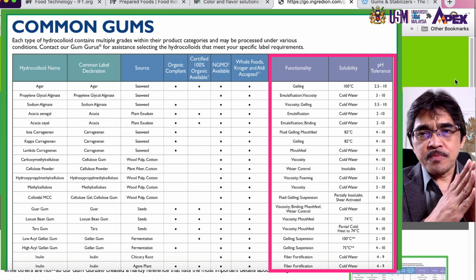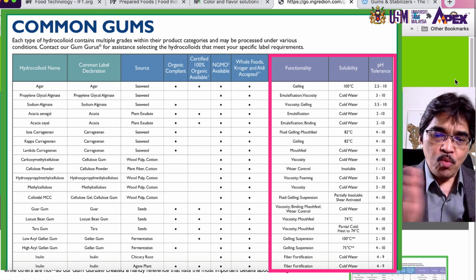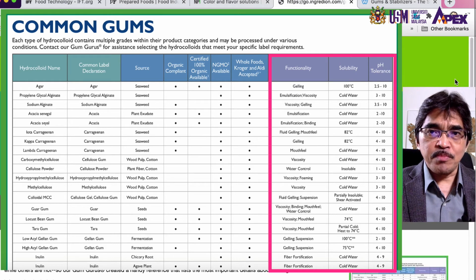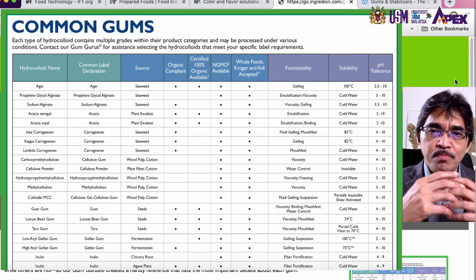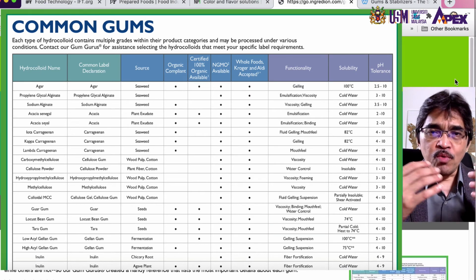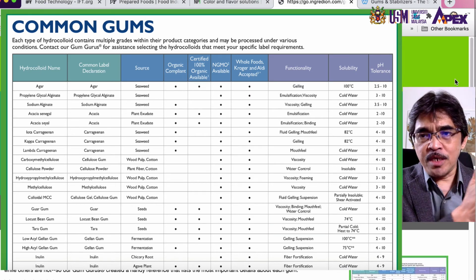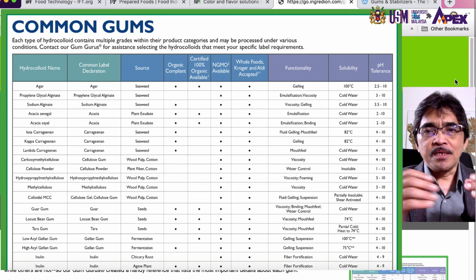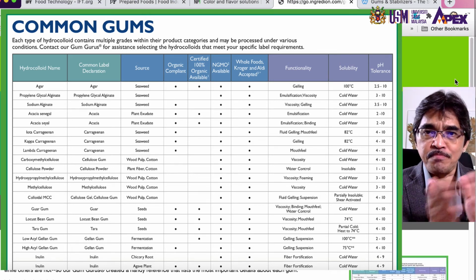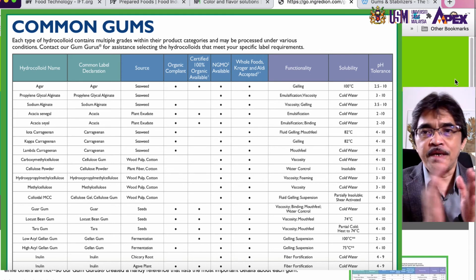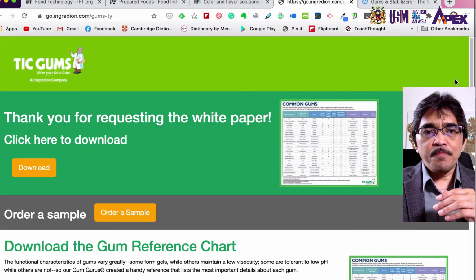Some hydrocolloids, for example xanthan gum, have a wide pH tolerance, meaning that they can retain viscosity. It won't break down. It won't lose viscosity at low pH, or even at a higher pH. But some gums are not very stable at extreme pH, acidic or alkaline. Okay, so there you go.